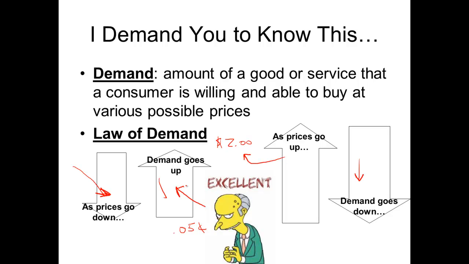So basically, the cheaper things are, the more you want them. The more expensive things are, the less you want them. That is, in essence, the law of demand. Not too complicated, and you as a consumer already know this.